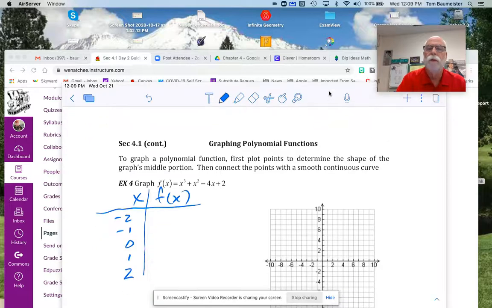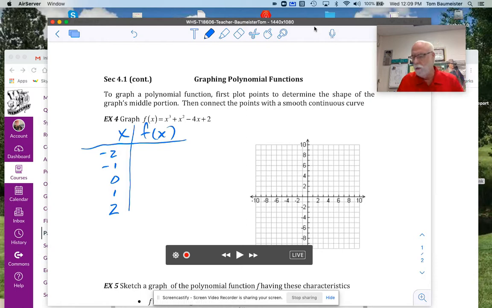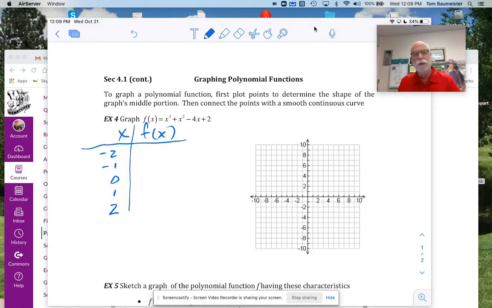All right, so we're starting section 4.1, day 2. We just have a couple of them here to do. So we're going to graph one, and then we're going to look at how to sketch one by just the words that we are given.